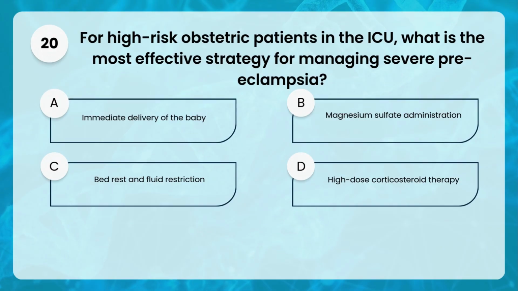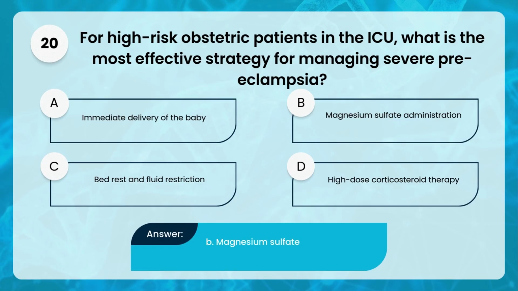20. For high-risk obstetric patients in the ICU, what is the most effective strategy for managing severe preeclampsia? A. Immediate delivery of the baby. B. Magnesium sulfate administration. C. Bed rest and fluid restriction. Or D. High-dose corticosteroid therapy. The answer is B. Magnesium sulfate administration.